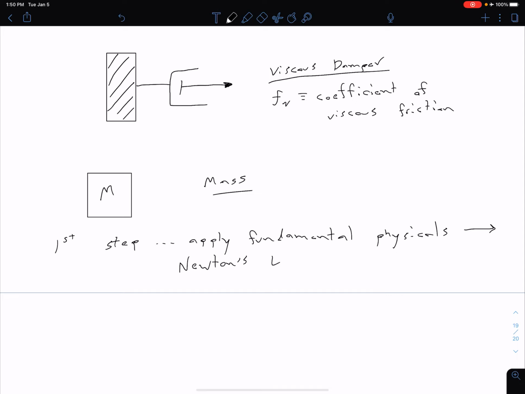What we're going to do is see an example in the next video, and we're going to see how we can apply Newton's laws to get an equation representing a transfer function for a translational mechanical system.